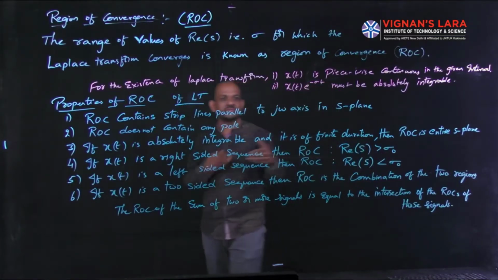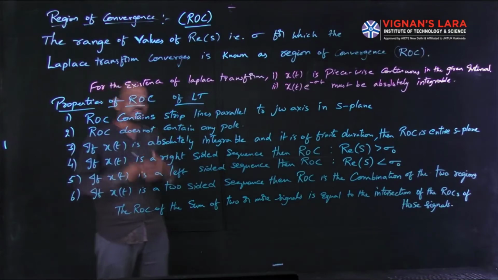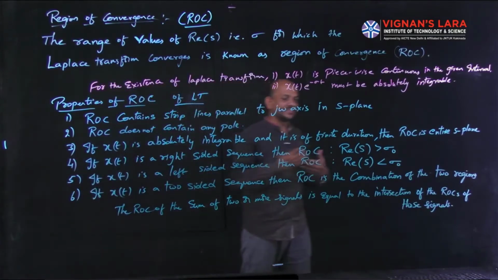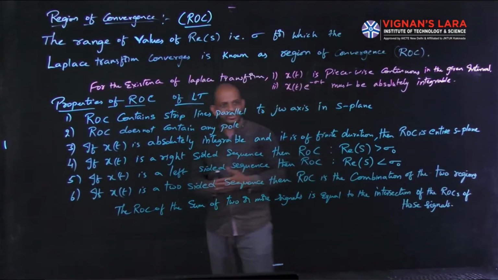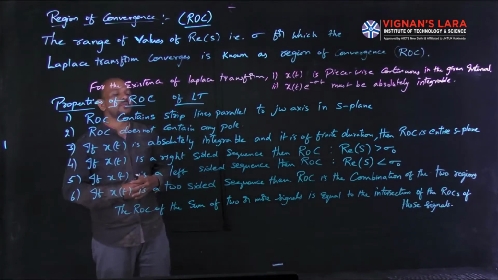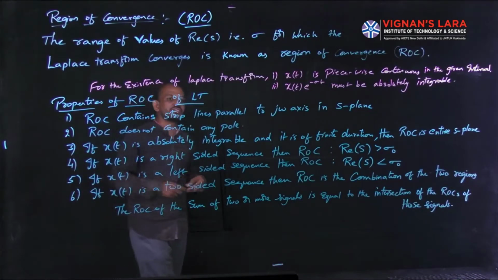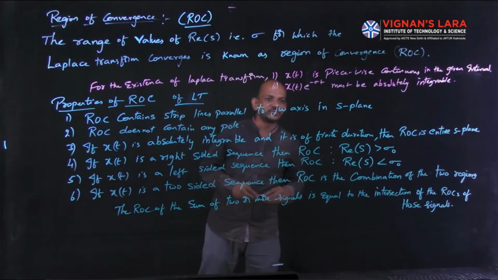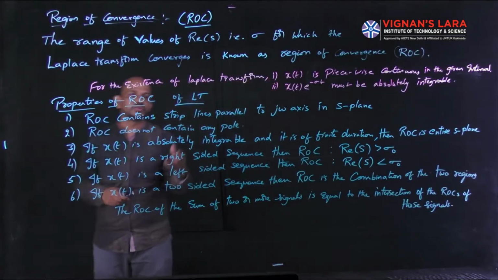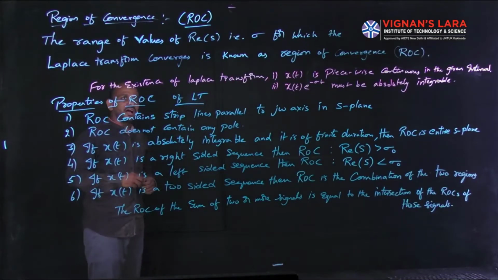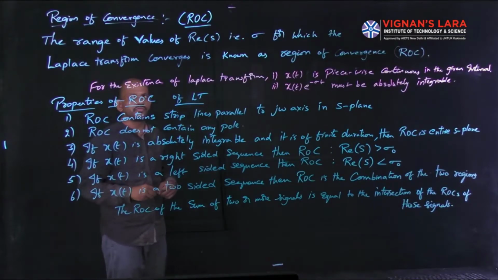So in this class we will see what is region of convergence and what are the conditions for the existence of Laplace transform, and then I will explain some of the properties of the region of convergence of Laplace transform. So this is what I am going to explain in this class. First I will start with region of convergence. What is a region of convergence?